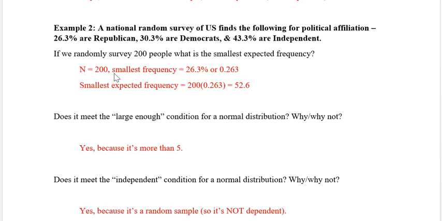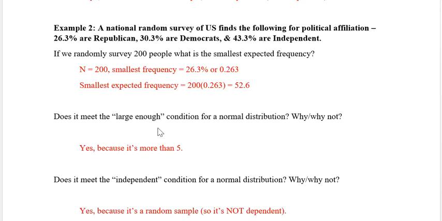So in this case, we do 200 because that's how many people we're going to randomly survey. Then we find the smallest frequency. I will give you a hint that on the quiz, they might not give you all of the percentages. They might only give you 2 of the percentages, and you might have to subtract from 100 to get that last percentage. But in this case, they're giving you the 26.3, which is 0.263. So to get that smallest expected frequency, we just take the n, 200, times 0.263 to get 52.6.